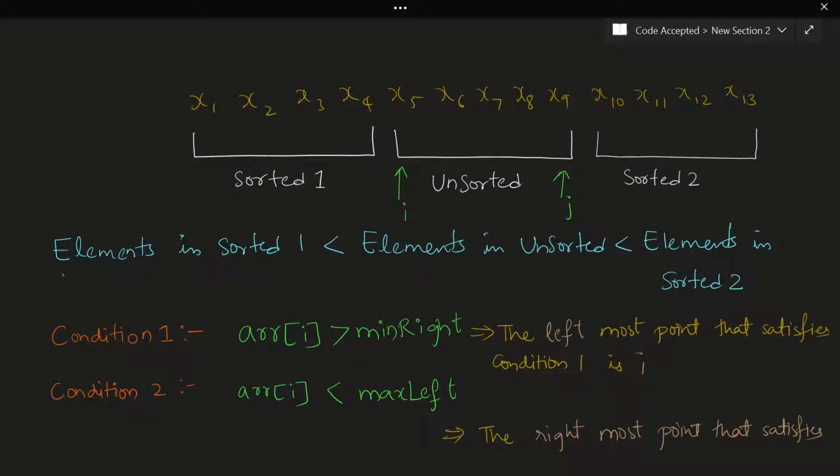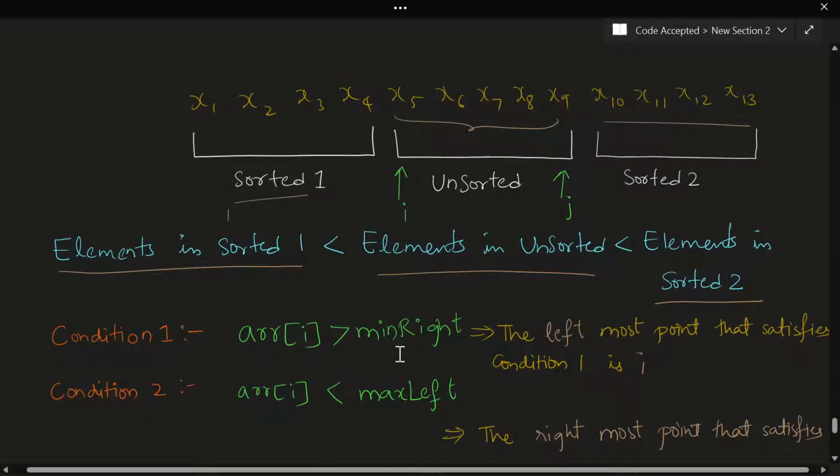Now, do you agree with this? The elements of sorted 1 are less than the elements in unsorted, which are less than the elements in sorted 2. Because if we sort this part, then the whole array should be sorted, right? So by default, sorted 2 must be greater than sorted 1, and sorted 2 must also be greater than unsorted. Now let's look at how to solve it.